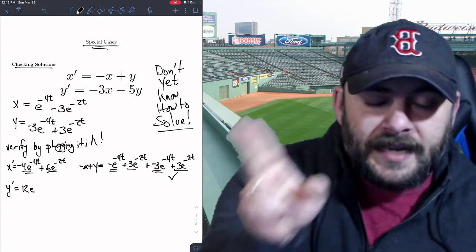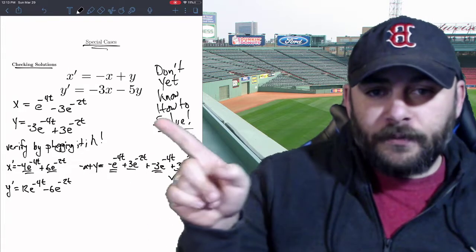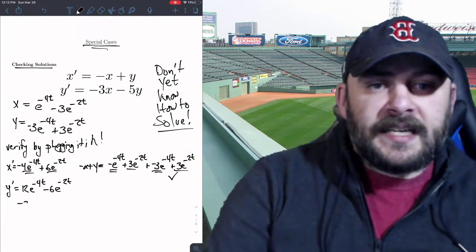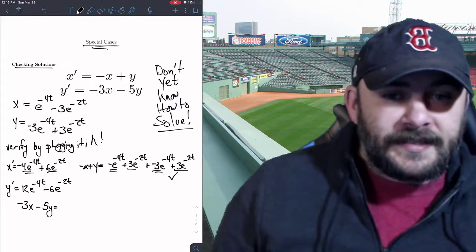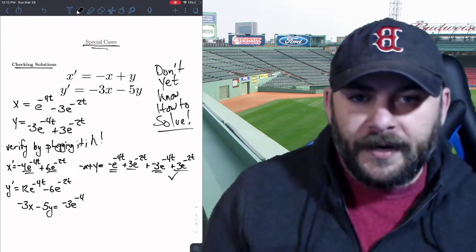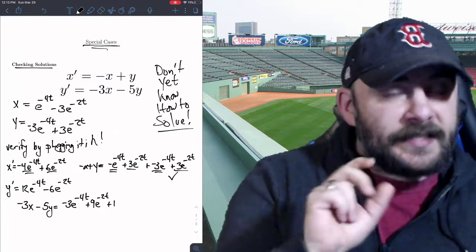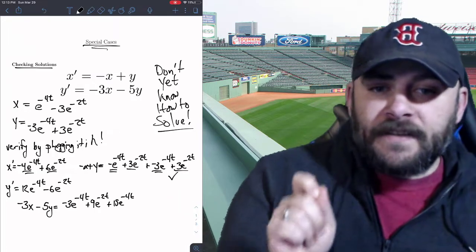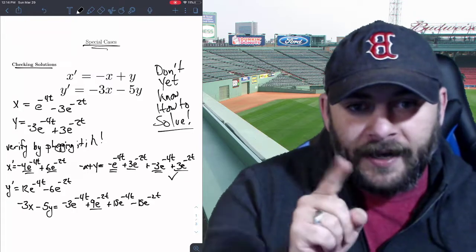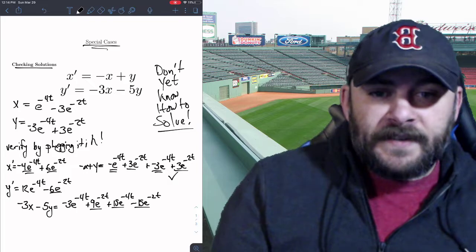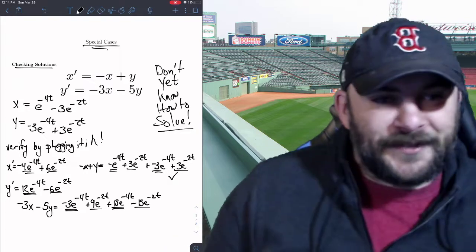We can do the exact same thing to verify that the solution I gave you is a solution to y by first taking its derivative to get 12e to the negative 4t minus 6e to the negative 2t. Then plugging it into the right-hand side, which is a little bit uglier, but not much. We get negative 3e to the negative 4t plus 9e to the negative 2t. That's negative 3x. And then we get plus 15e to the negative 4t minus 15e to the negative 2t. That's minus 5y. Looking at those two together, 9 minus 15, that's negative 6. Negative 3 plus 15, that's 12. Awesome. Those are the exact same things.